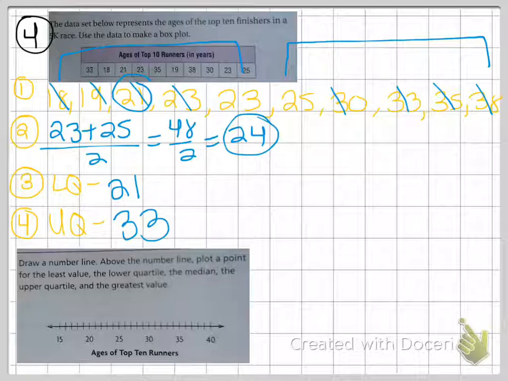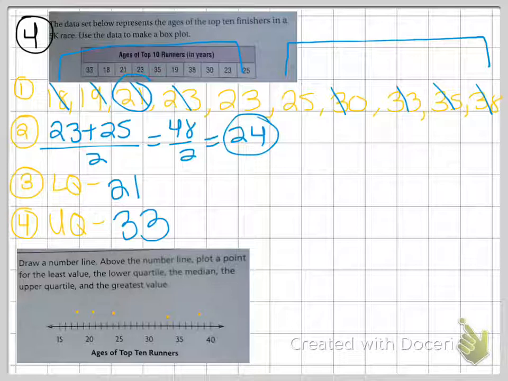And last up is going to be plotting those points on our box plot. So the lowest one, we had 18. And our greatest value we had was 38. Then we are going to plot our median, which was 24. Lower quartile was 21. And upper quartile was 33.